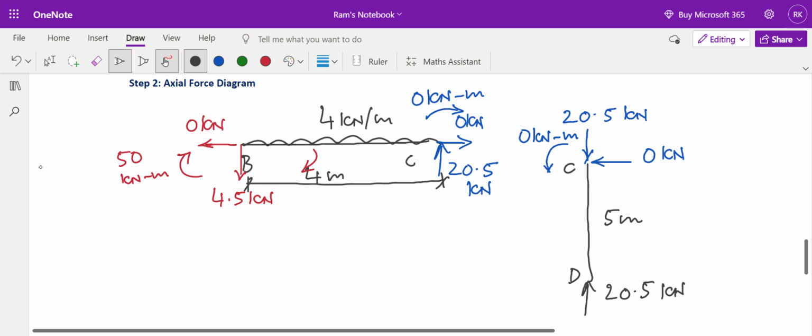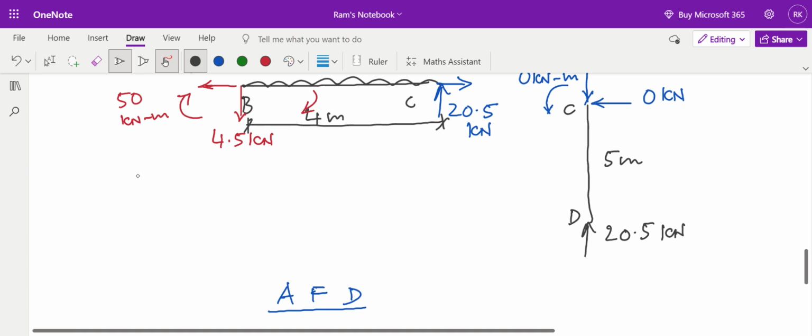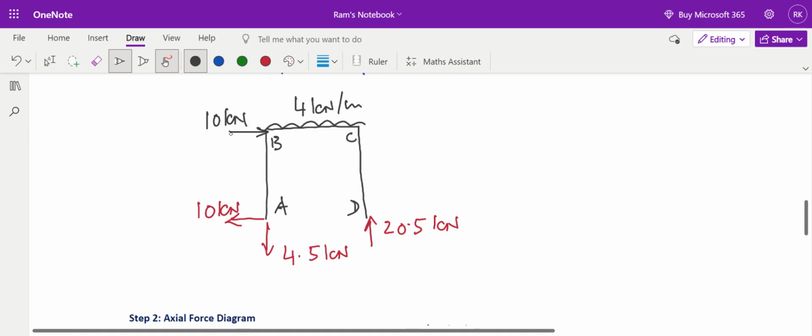Now you must have judged it right. I need to balance member AB. Now look, my friends. This is 10 kilonewton, which is the given load acting at joint B.